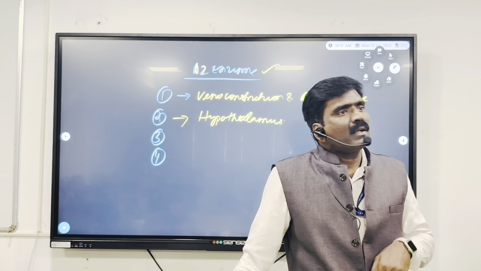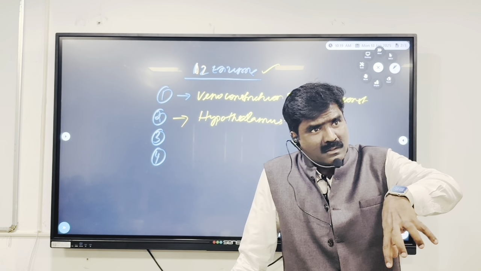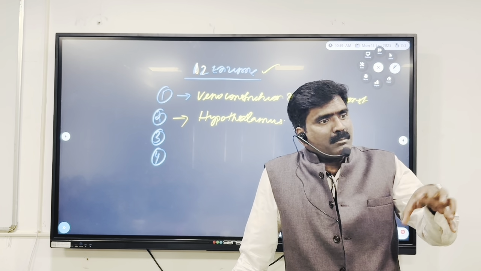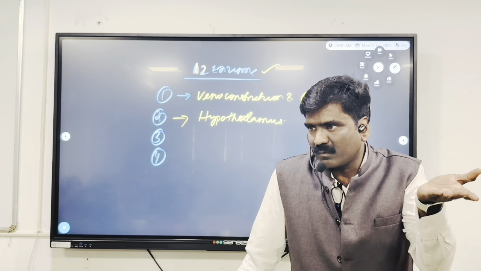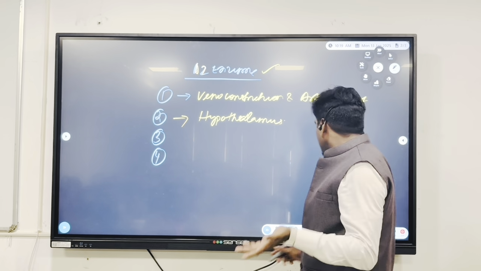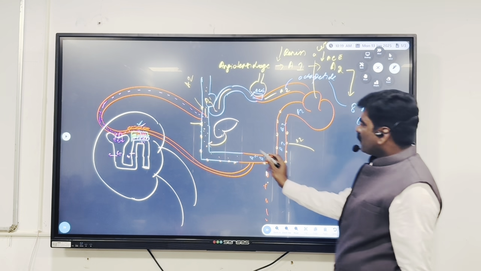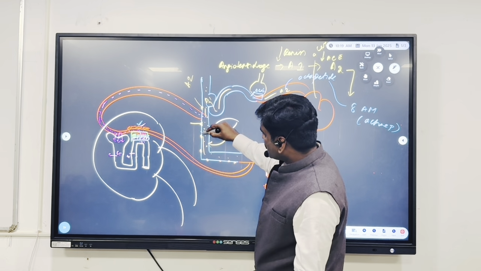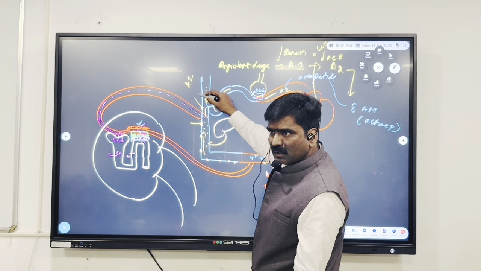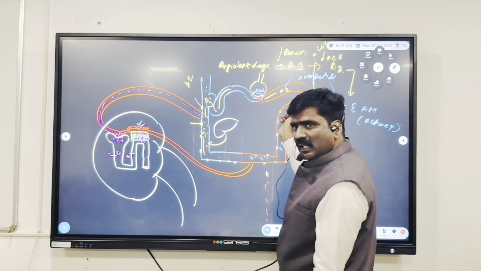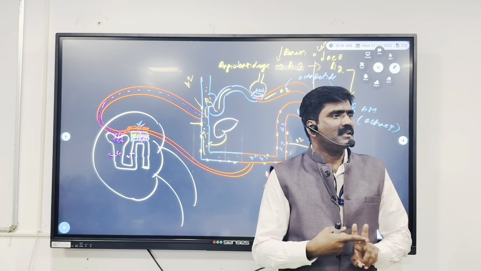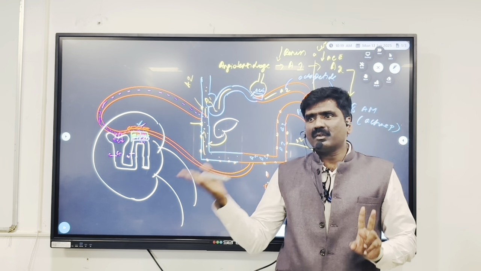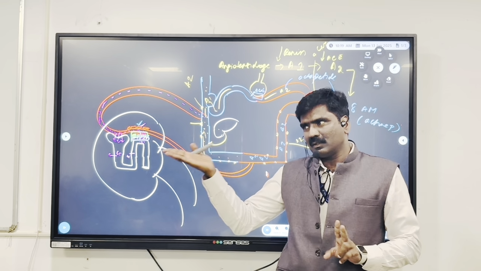This water will go and add to the blood, right? And the blood volume will go slightly up, right? When blood volume is going up, then what will happen? Venous return will increase, cardiac output will increase, blood pressure will increase. So this is the second attempt by the A2 to increase the blood pressure.